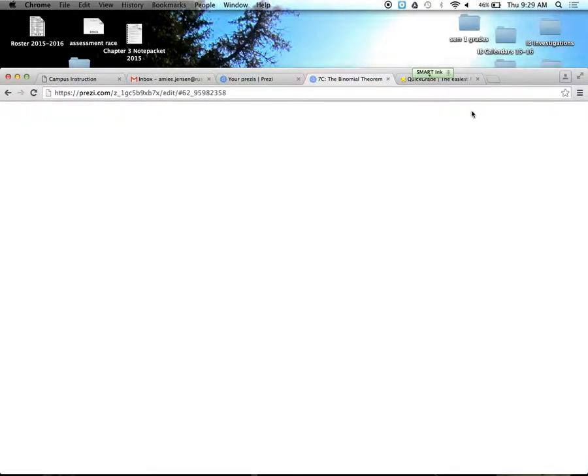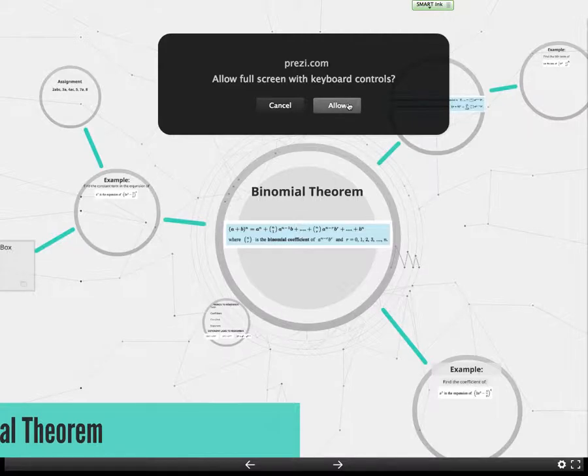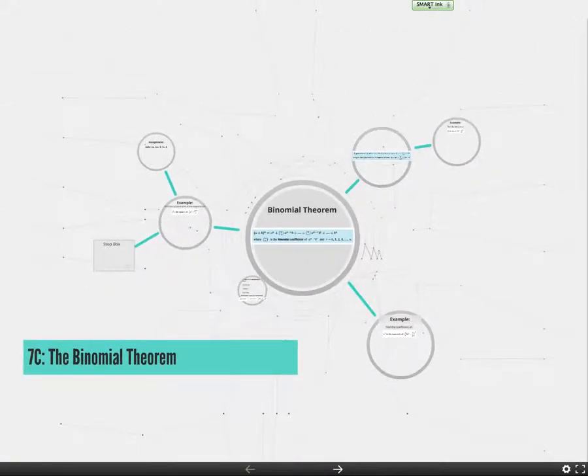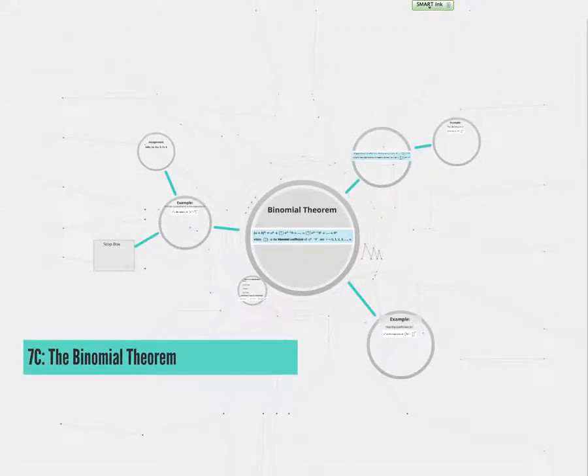So we're going to talk about the binomial theorem today, 7c. Do take out your formula packets. There's something I want you to write down in your packet, so you should have your packet out to do that.